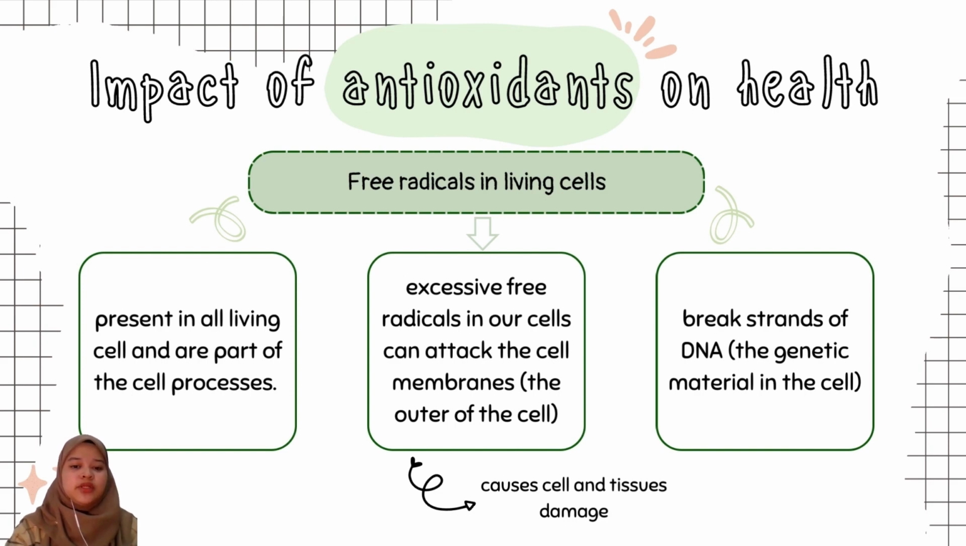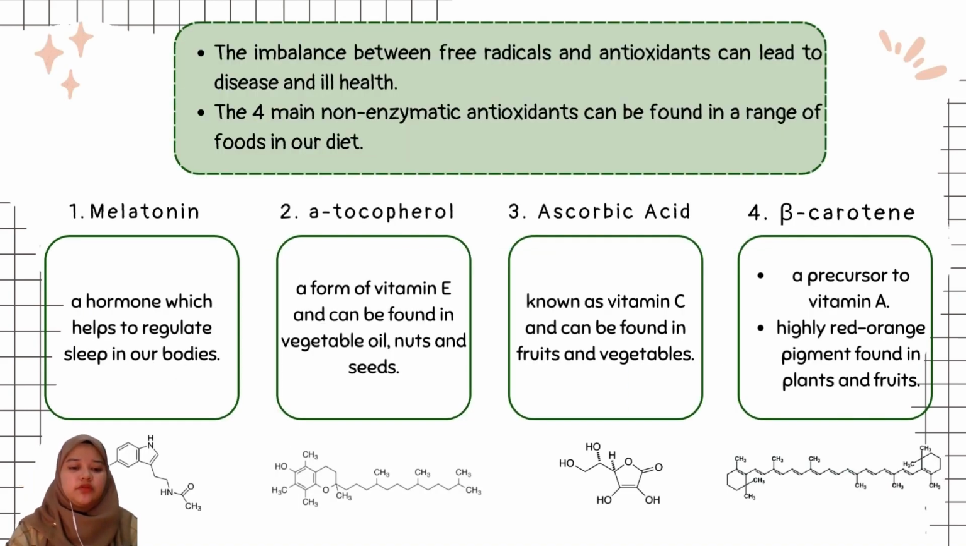Radicals can also break strands of DNA, which omit the genetic material in the cell. Some of the chemicals known to cause cancer do so by forming free radicals. The imbalance between free radicals and antioxidants can lead to disease and ill health. The four main non-enzymatic antioxidants can be found in a range of food in our diet.